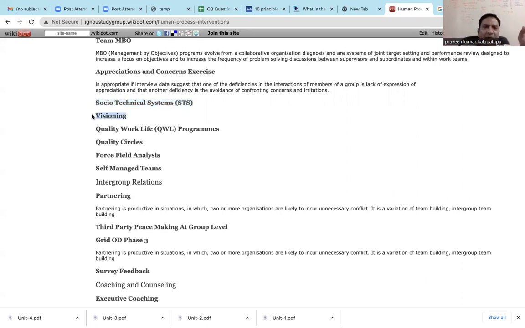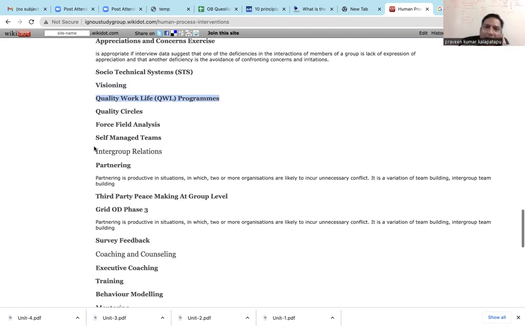Visioning. This is also something that we already talked about: making people understand the overall vision. We are helping people to envisage things. They will be able to see what the future is. You are improving their visualization of the future. That is the visioning here. Quality of work. This is also something we went through: all the programs which are going to improve the quality of work of an employee or a team.